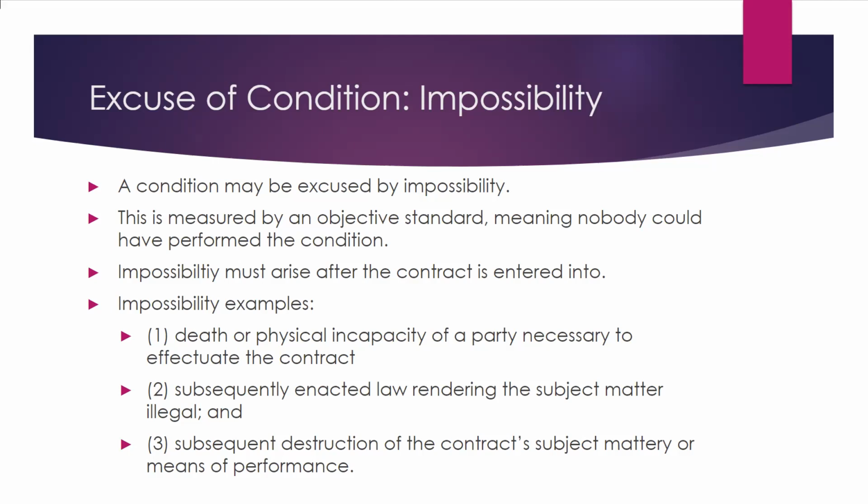Impossibility examples: 1. Death or physical incapacity of a party necessary to effectuate the contract. 2. Subsequently enacted law rendering the subject matter illegal. And 3. The subsequent destruction of the contract's subject matter or means of performance.